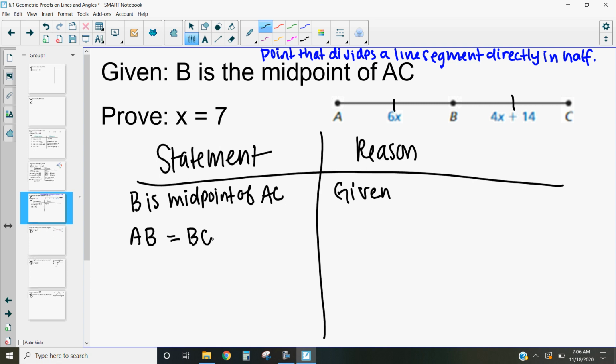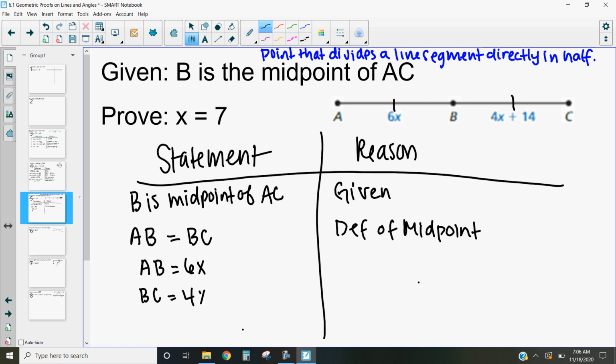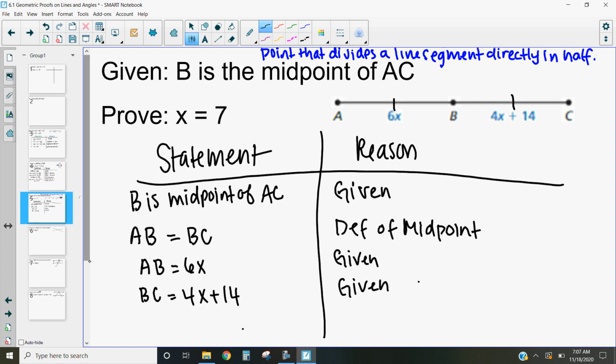Why does that mean AB is equal to BC? Well, that is the definition of a midpoint, right? The definition says that it divides it exactly in half. So those two sides have to be equal. And then what we can do is, AB equals 6x and BC equals 4x plus 14. Both of these were given information, right? Both of those are given statements based on the information that we have.